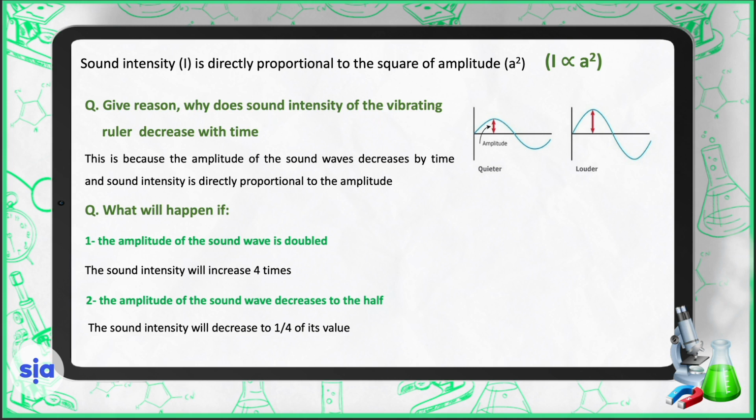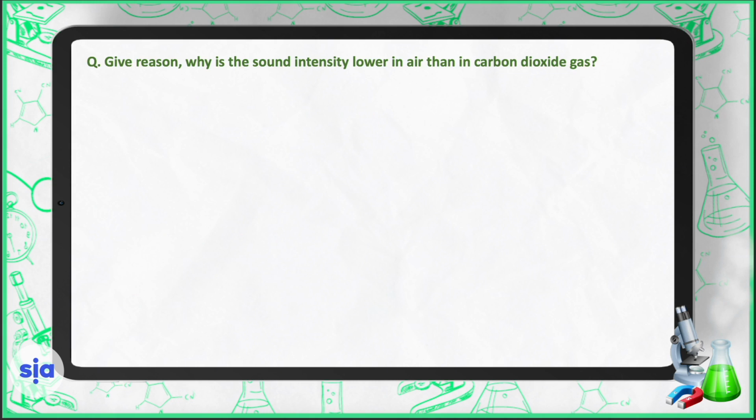Then the sound intensity will decrease to 1/4 of its value. Here is the relation between the sound intensity and the amplitude, and it's obvious that it is a direct proportional relationship. Now give a reason: why is the sound intensity lower in air than in carbon dioxide gas? Try to guess.